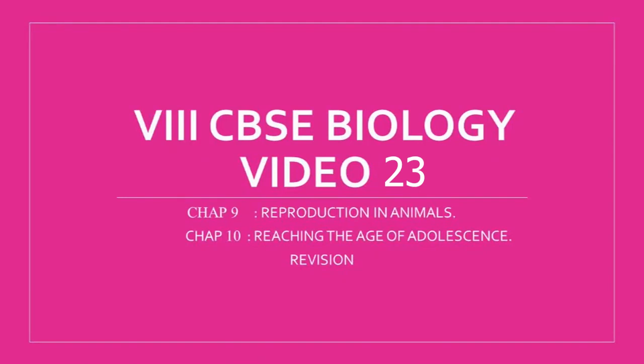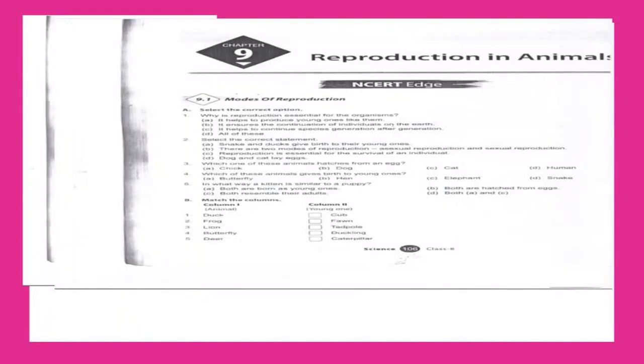Welcome back to this video session 7, where we are going to revise for today's test. The topic is Chapter 9, Reproduction in Animals, and Chapter 10, Reaching the Age of Adolescence. I hope you have learned the portions that are given. Today we are going to discuss only the question answer pattern, the specially creative questions or objective questions as you call them. Now follow it carefully.